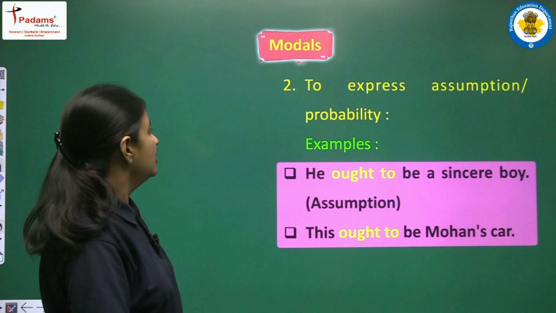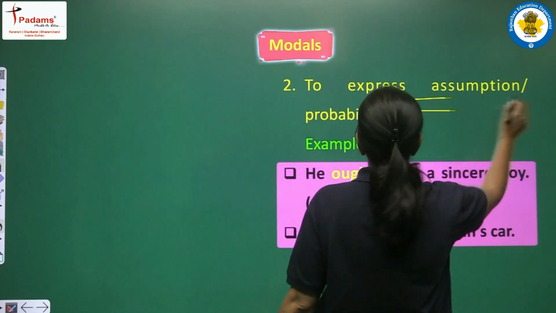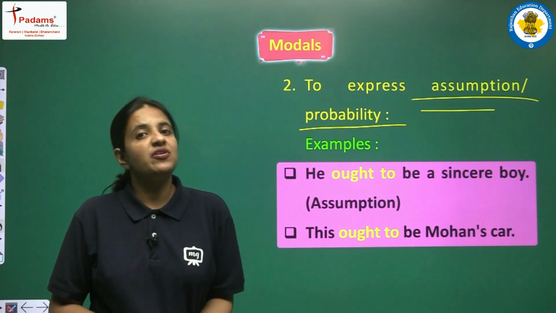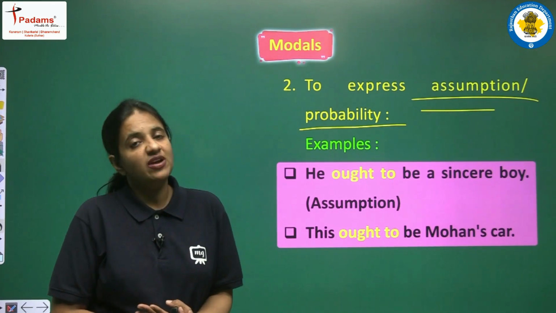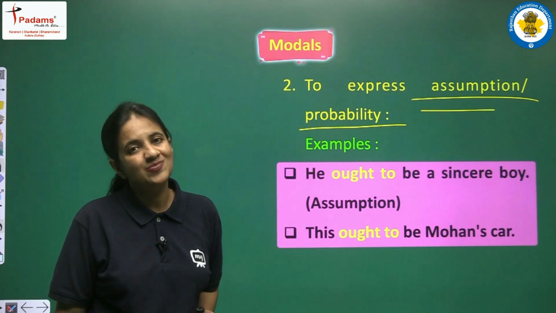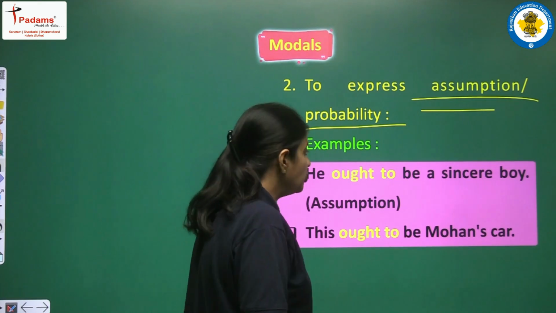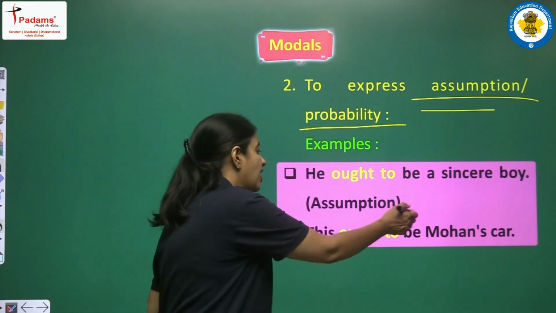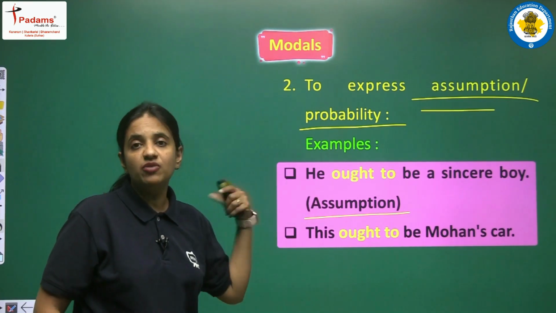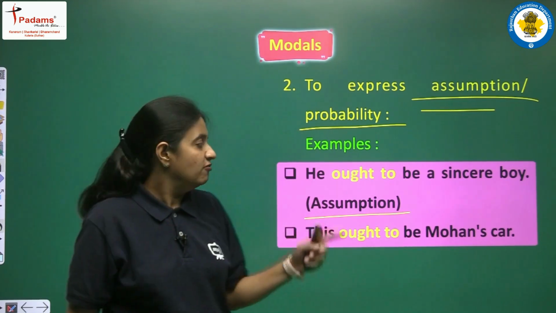Okay, moving on, we have the second use here with us. So let's see. It is used to express assumption, or we can say probability. So whenever we are doing some kind of assumption, right, when we are assuming something or we are trying to show the probability of something, then also we can use this modal, that is ought to. How? Let's see the examples. First example is, he ought to be a sincere boy. So here we have this kind of assumption. We are assuming about one boy, and we are saying that he ought to be a sincere boy.